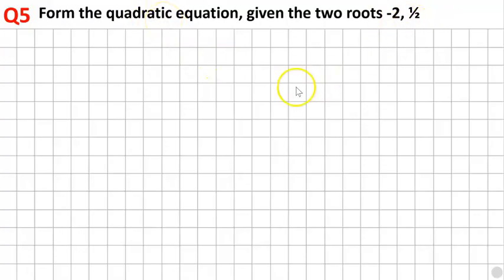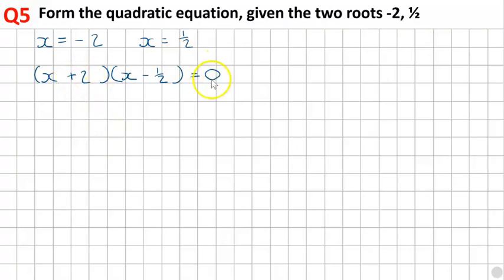So our roots are minus 2 and 0.5. We're going to have two empty sets of brackets. For x is equal to minus 2 and x equal to a half, we put x in the front of both brackets. Then we change the signs of our x values. So if x is equal to minus 2, we have plus 2 inside the bracket, and if x is equal to a half, we have minus a half in the bracket. Now we have our two factors, and we're going to multiply them out. We're going to let it equal 0.